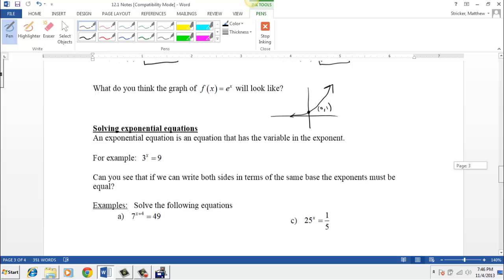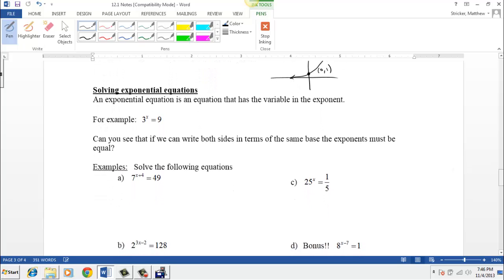Now, how do we solve these? We're going to look at solving different ones throughout this chapter, but we're going to start off with just a basic idea, and that is when we have an exponential equation, the variable is in the exponent. Can you see that this is really easy to see what the answer is? Well, in this case, it's even easier because we know that 3 squared equals 9.